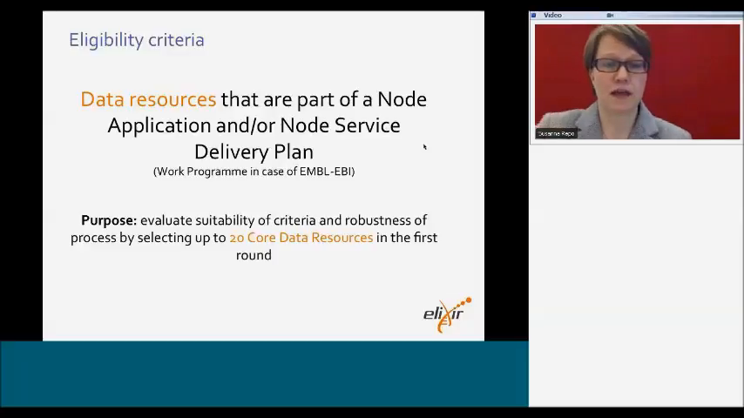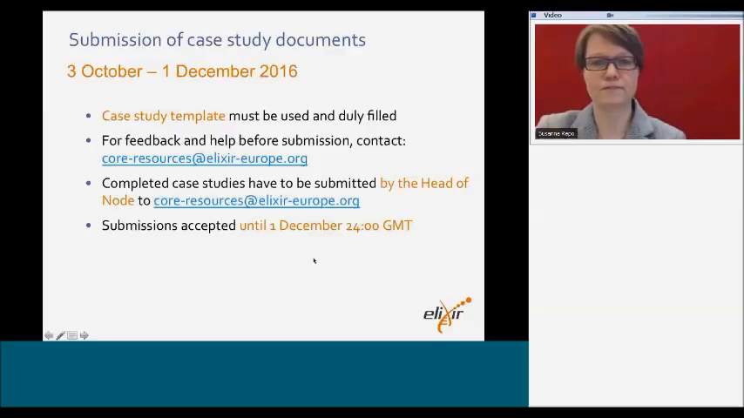The purpose of this test selection round of ELIXIR core data resources is to evaluate the suitability of the criteria and indicators that Joe just presented, and also the robustness of this process. We aim to select up to 20 core data resources in this first round. The submission opened in the beginning of October, and it will end on the 1st of December. All the candidate core data resources will have to be submitted by midnight on the 1st of December.